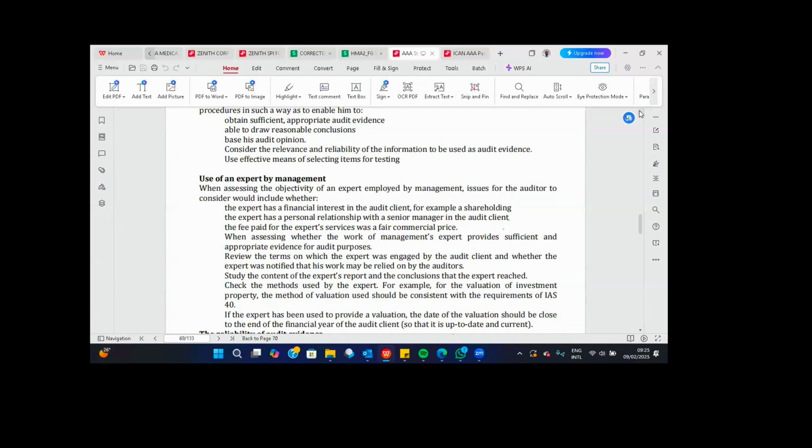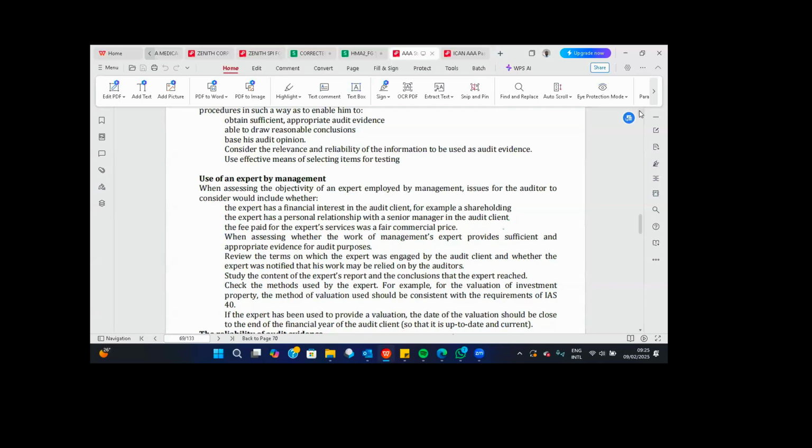So when assessing the objectivity of an expert employed by management, issues for the auditor to consider will include whether the expert has a financial interest in the audit client. For instance, whether he's a shareholder. As the auditor is using experts, the management will also use experts, especially if it has to do with their legal issue. We have lawyers. Lawyers are experts.